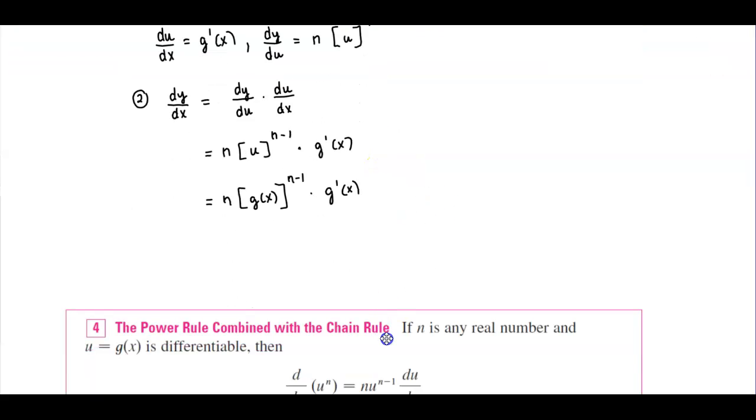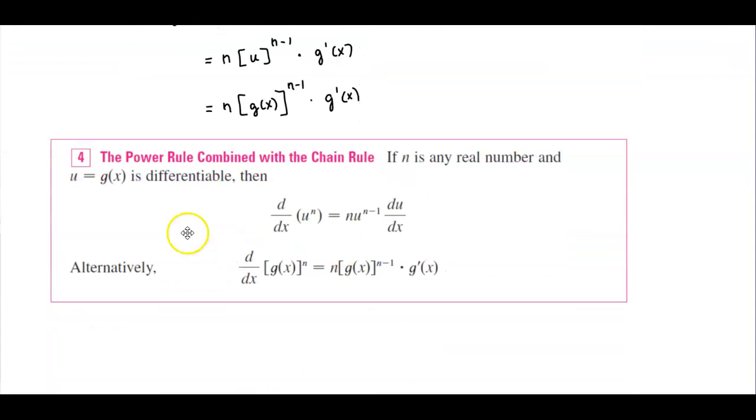So what does this tell us? Well, this gives us the power rule combined with the chain rule. So if n is any real number and u equals g of x is differentiable, then d over dx of u to the n power is equal to n times u to the n minus 1 times du over dx, which means that we would get the following result. The derivative with respect to x of a function raised to the power of n is equal to n times g of x to the n minus 1 times g prime of x.